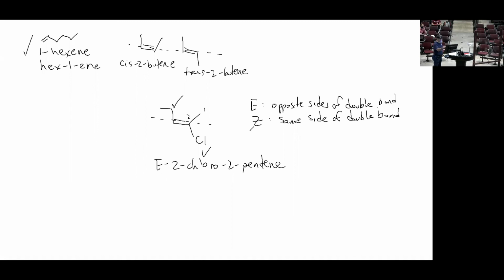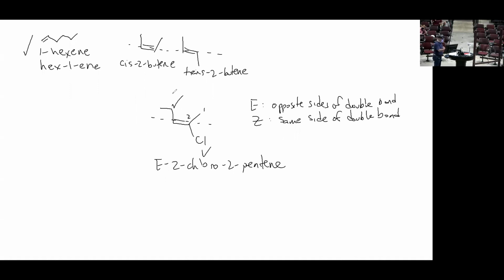Will all trans compounds be E? That's a good question, because you can always use E and Z. You could call cis-2-butene Z-2-butene. It's perfectly correct. And you can call trans-2-butene E-2-butene. So I think the answer to the question, Chad, is yes. If a double bond is clearly trans, it will always be E. If it's clearly cis, it will always be Z.